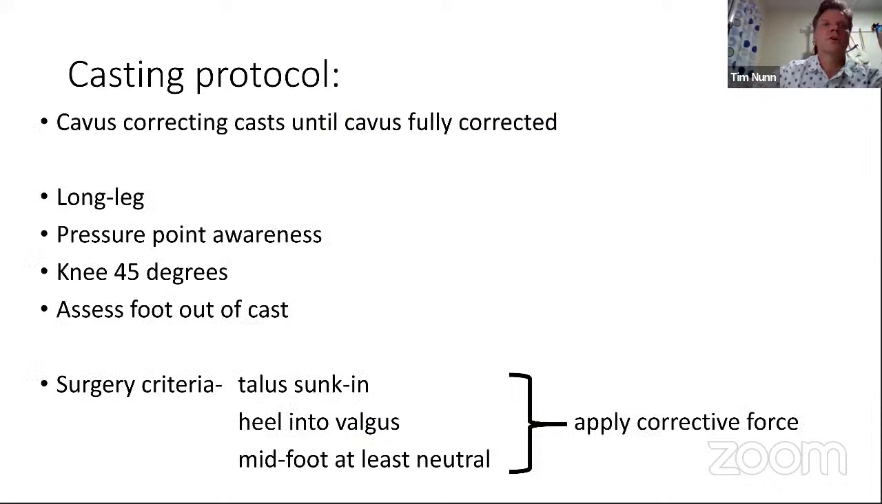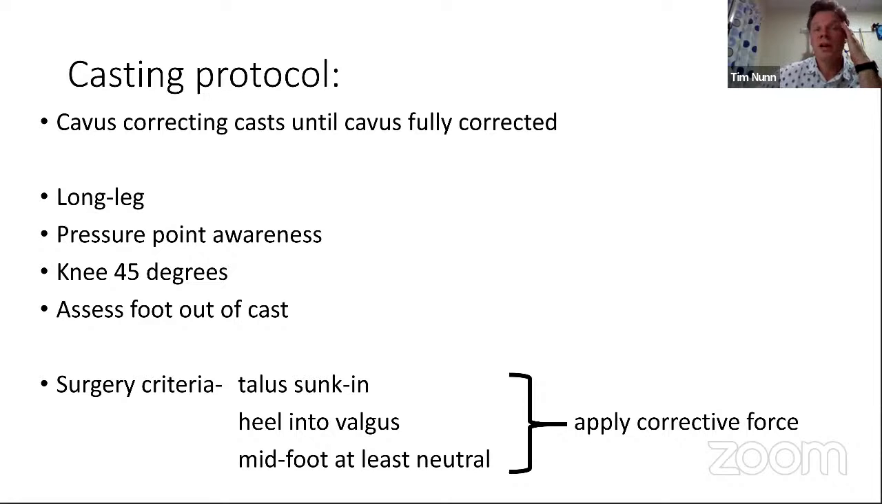So our casting protocol would be to go for cavus correcting casts until the cavus is fully corrected. This often means the cavus correcting casts, we may need 3, 4, or 5 of them until that is properly corrected. That deformity is particularly difficult to correct, and we've just been using casting for that. We haven't been doing plantar fascia releases or anything else like that.